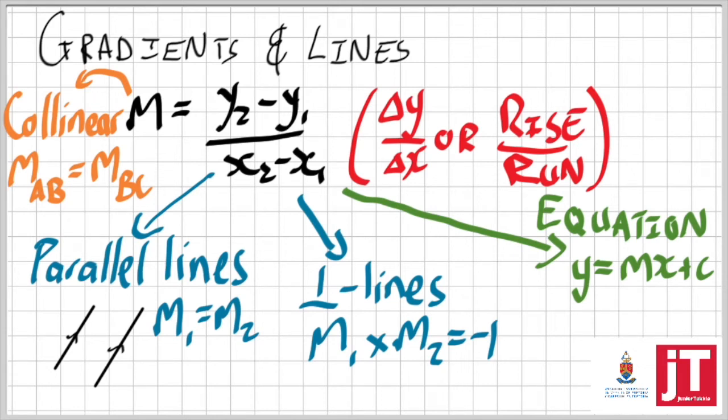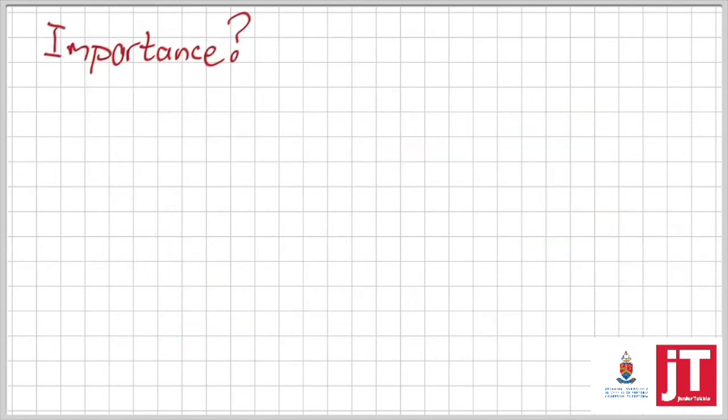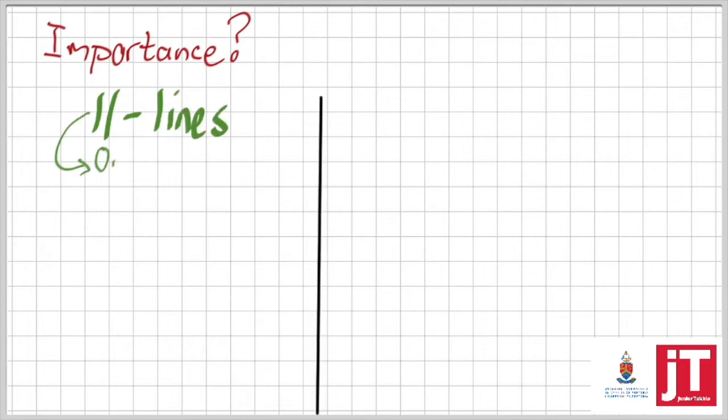But let's dig a little bit deeper into parallel lines. So when we talk about the importance of parallel lines, we have to understand that parallel lines are definitely used when talking about the opposite sides of quads. So parallelograms, rectangles, squares, rhombi, trapeziums, all of those have at least one pair of parallel lines.